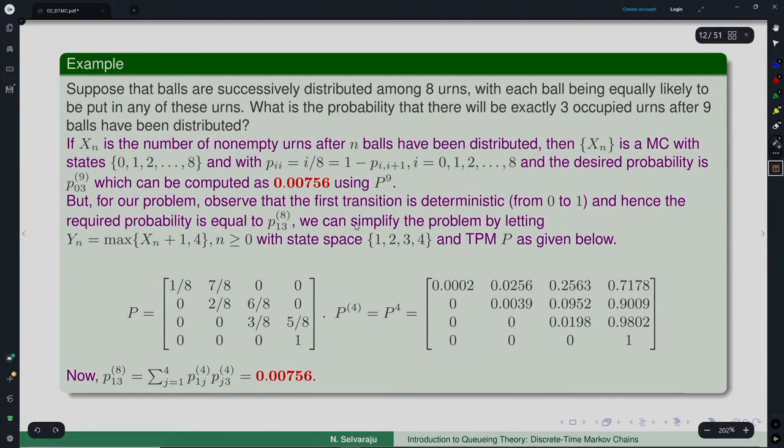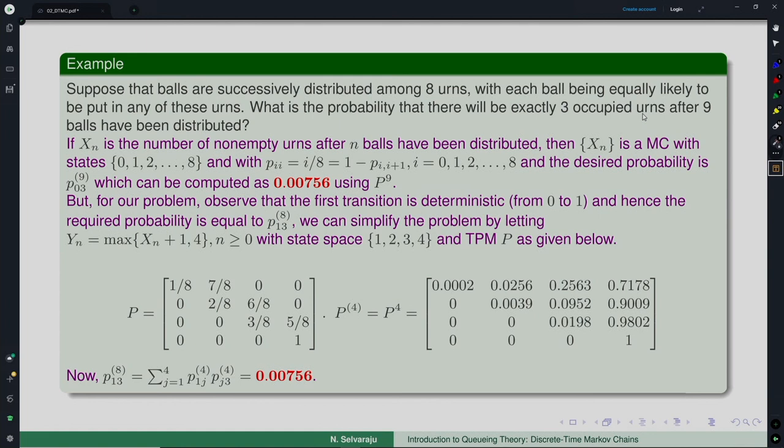Now, we can simplify the problem by letting this description. What we mean by this is that you want exactly 3 occupied urns. If it is more than 3, you are not bothered whether it is 4 or 5 or 6 or 7 or 8, you are not bothered, right. So, all these states you condense.